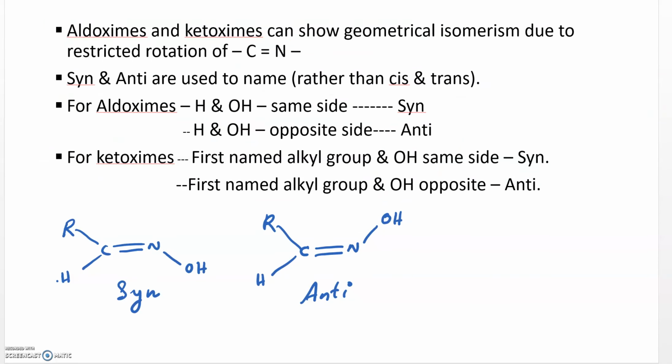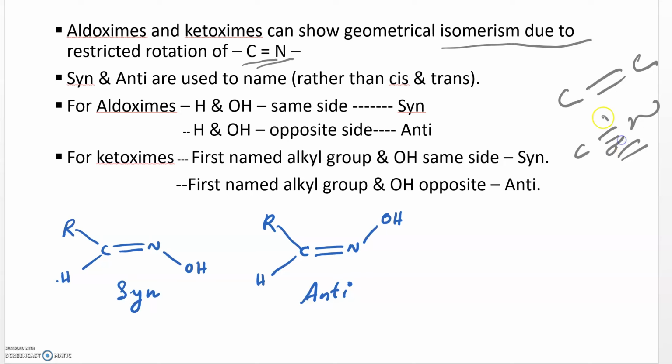Aldoximes and ketoximes can show geometrical isomerism due to the restricted rotation of the C double bond N. Similar to C double bond C, in C double bond N also rotation is restricted. We already know that pi bond rotation is restricted. Here one is a sigma bond, the other is pi, therefore rotation is restricted. So it can show geometrical isomerism. But here the naming is not cis and trans. Here the naming is syn and anti. For cis we use syn, for trans we use anti.